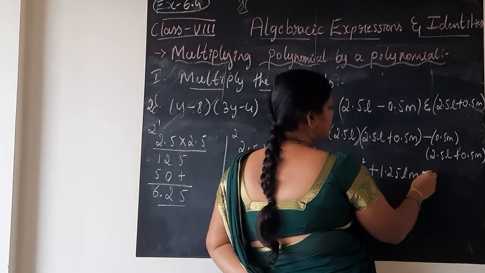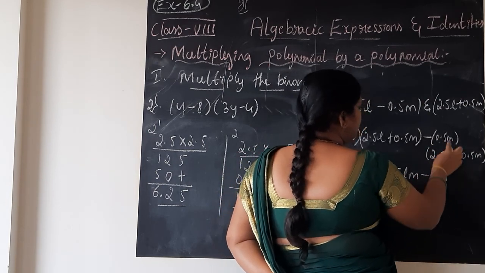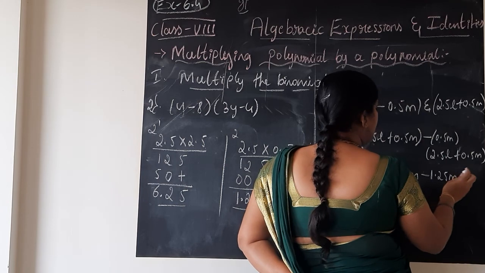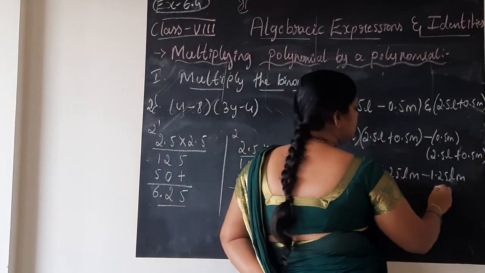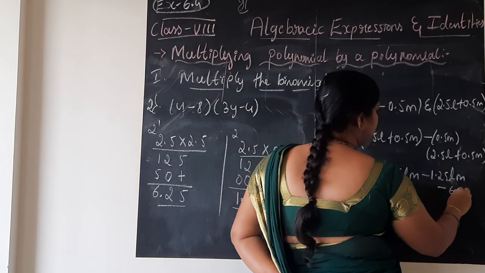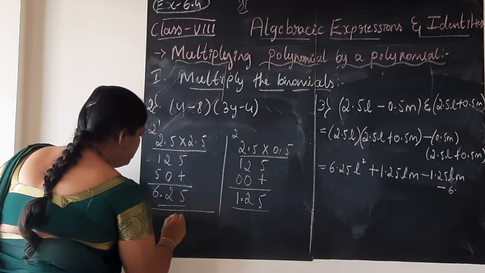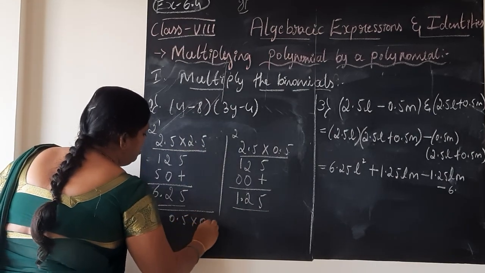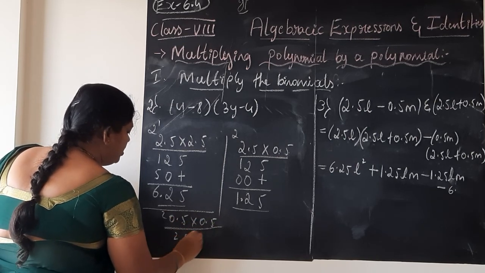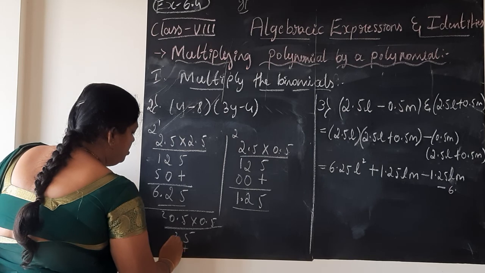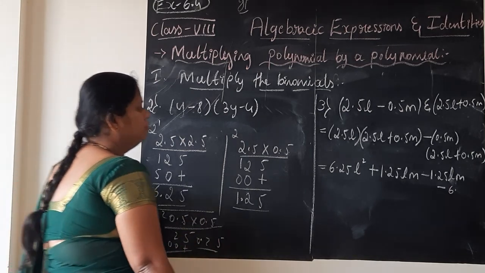Next, minus into plus, minus 0.5 into 2.5. Again 1.25 M into L, LM or ML, either way you can write it since it is multiplication. Minus into plus, minus 0.5 into 0.5. One more, children, 0.5 into 0.5. I will show you here. 5 5s are 25, directly you can do. 5 5s are 25, 2 carry, 5 zeros are 0 plus 2, 2; plus 0, 0. Two digits after the decimal point, 0.25.